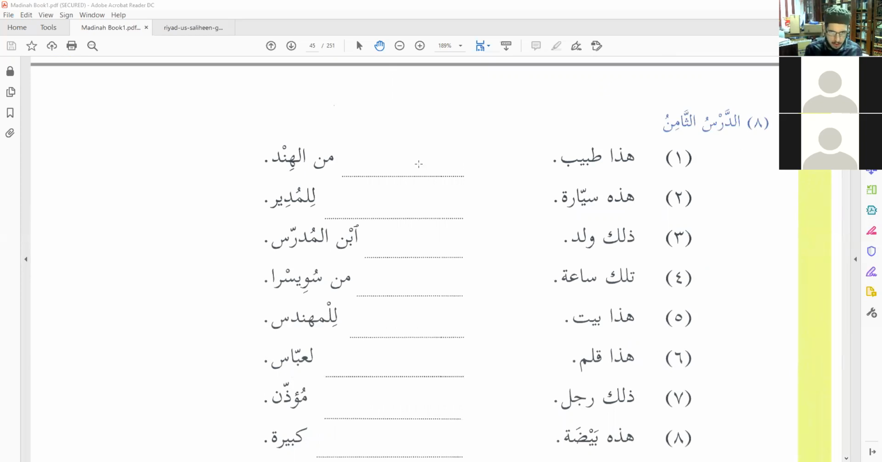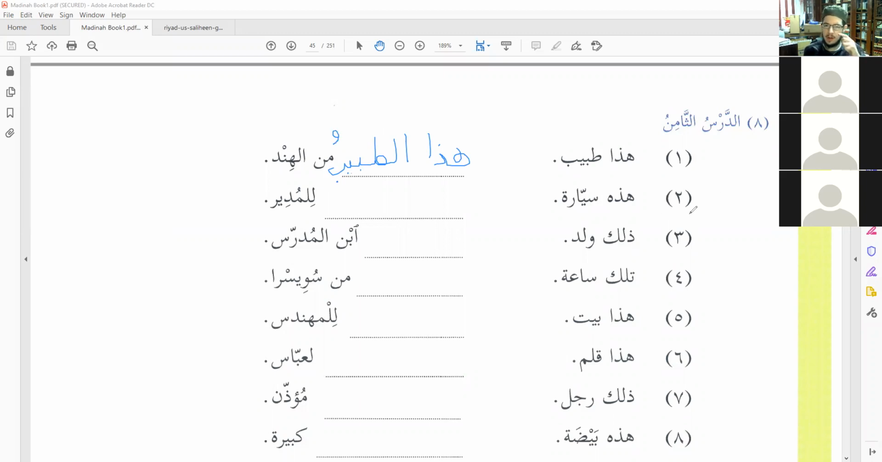First on my list are the sayyids. Someone from the sayyid family, please do number one. Read the one on the right. Hadha tabibun. Good. Hadha tabibu minal hindi. Very good, excellent. So listen to how she said, hadha tabibun, and then she said, hadha tabibu minal hindi, because now we've added an alif lam to it. And just for good measure, go ahead and translate that for us. This is a doctor. The doctor is from India. Yes, fantastic. Great job. That's what we're doing.